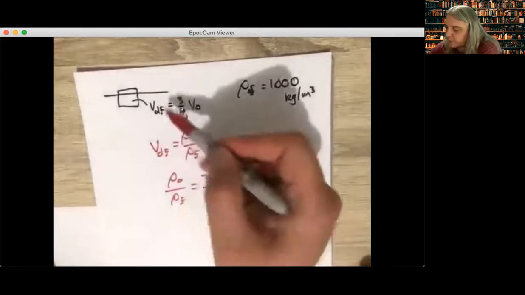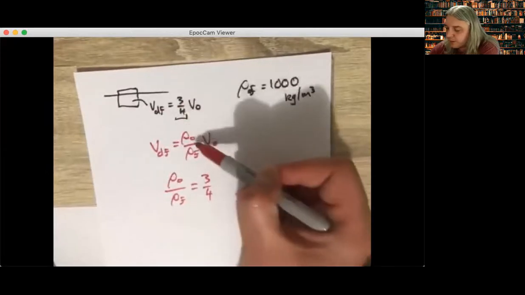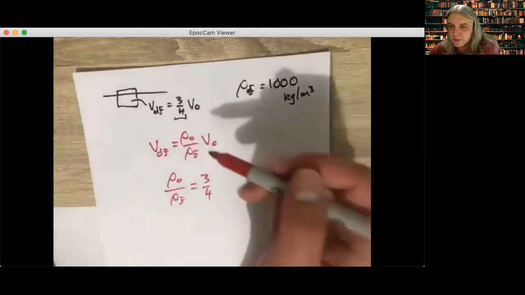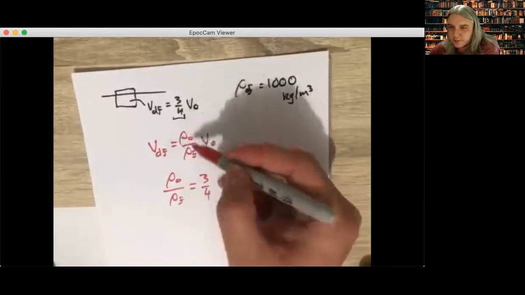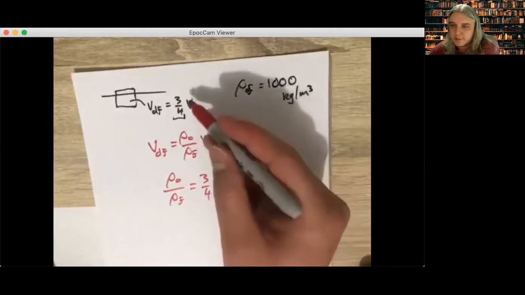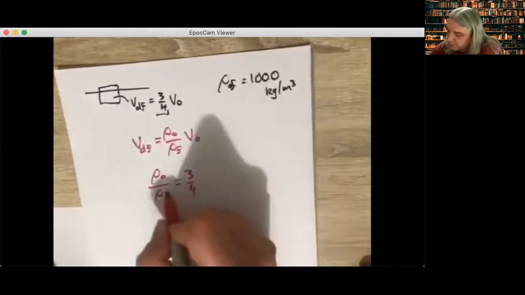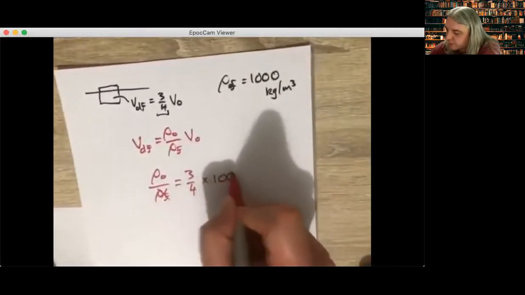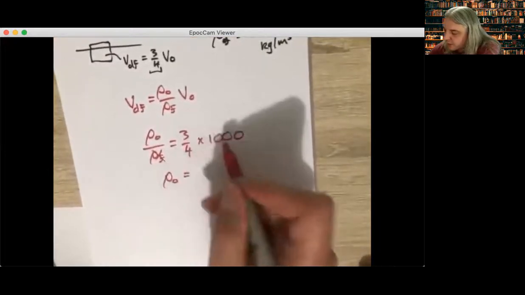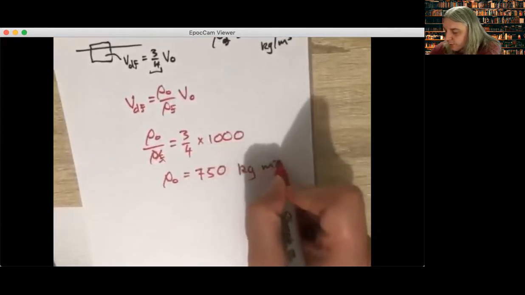We don't need these two volumes because we're told this ratio of 3/4, and that's going to be the same as the ratio of our densities. So just by comparing those two formulas, we can see that rho object over rho F has to be 3/4. And of course, we know the density of the fluid is 1,000, so we multiply both sides by 1,000, and we get that the density of the object is 3/4 of 1,000, or 750 kilograms per cubic meter.